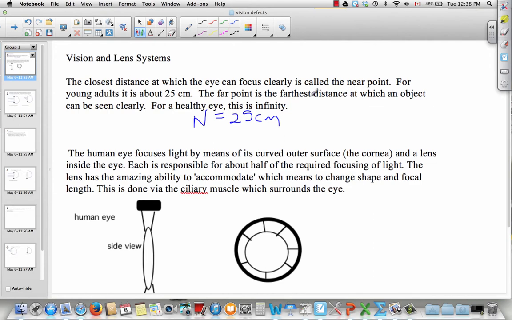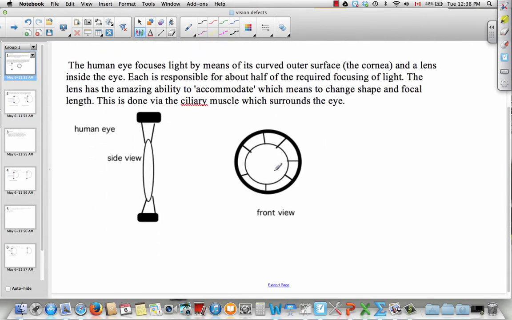Your far point, that's the greatest distance that you can see clearly. And for a young and healthy eye, that's an infinite distance. Now, the human eye works by focusing light onto the retina. So that focusing happens in two places. It happens on the outer curved surface of the cornea, and the cornea is responsible for about half of the focusing. Then there's a pupil, and the light makes its way through the pupil and then passes through a lens, and that's responsible for the other half of the focusing. In our discussion today, we're just going to focus on the lens part of that.